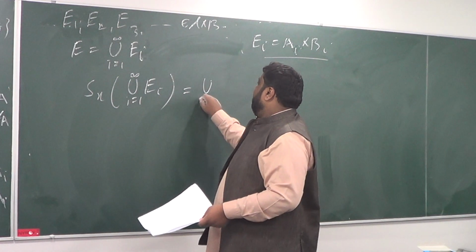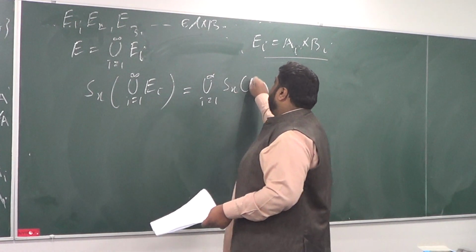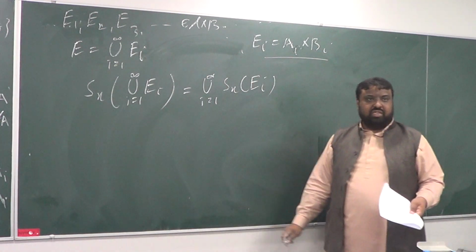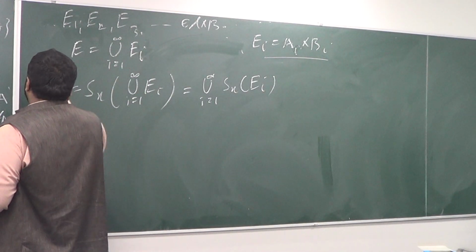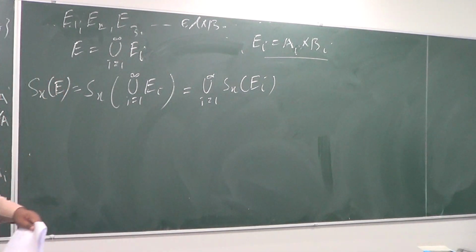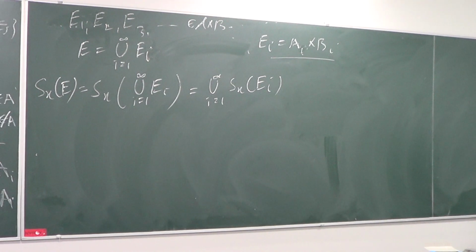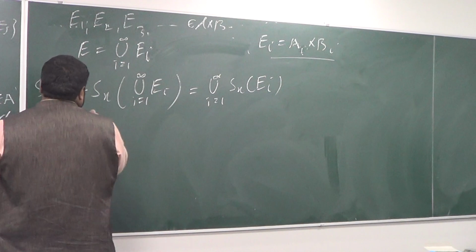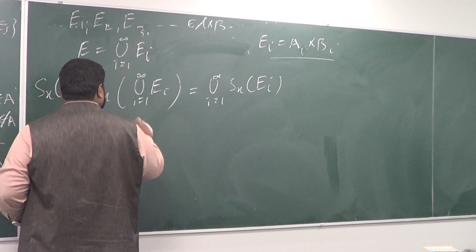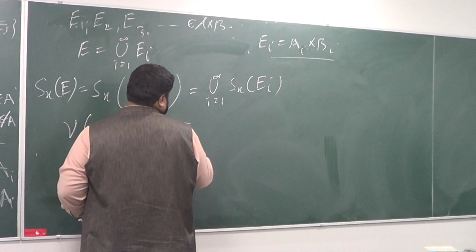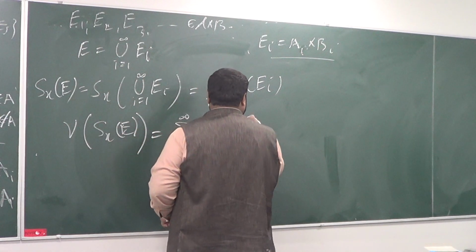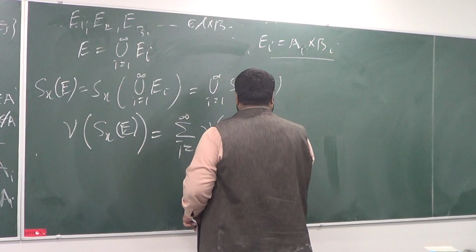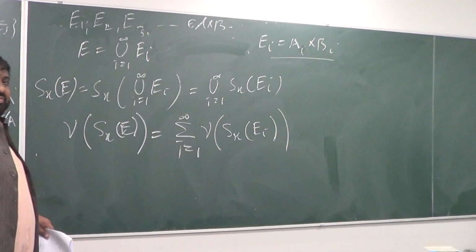This is true in general: the union from i equal to 1 to infinity of S_x of E_i, whether it's true for countable things. And obviously this is my S_x of E. And then I want to do precisely the same thing. Let's apply nu on both sides. So I'm going to get nu of f_x of E is going to be the sum, because nu is a measure, there's no trouble with it, of nu of f_x of E_i. Are you getting the point?